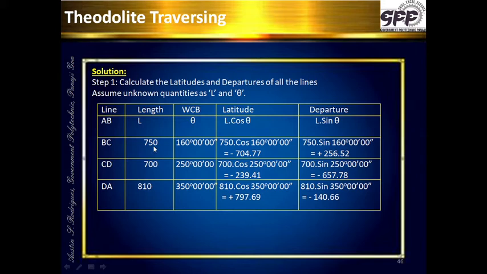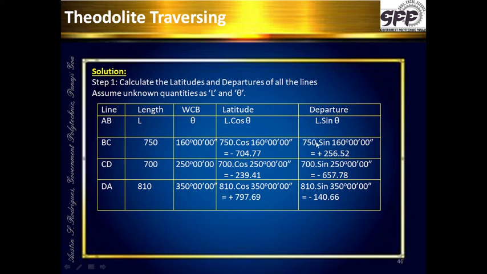Length is 750 meters, angle is 160 degrees. Having known the length and the angle, latitude is L cos theta. L is the length, 750 meters, into cos of 160 degrees. So we get L cos theta as minus 704.77. So latitude is negative. It tells me that it is southing. So for BC, it is a southing of 704.77 meters. The latitude of BC is minus 704.77.